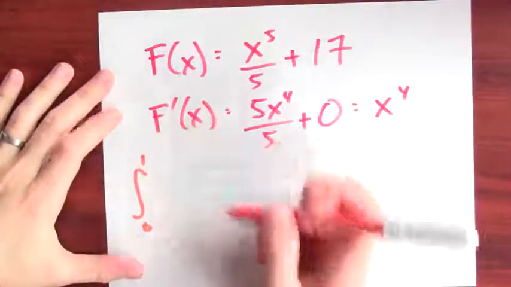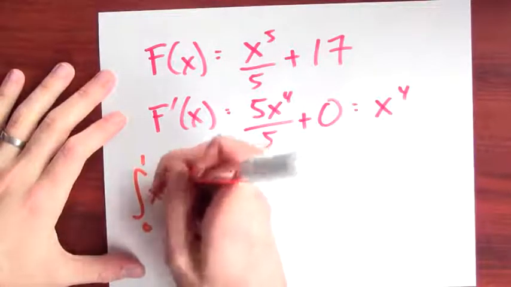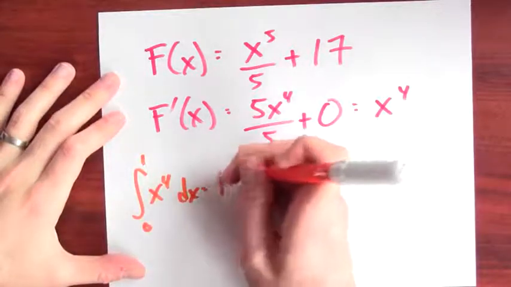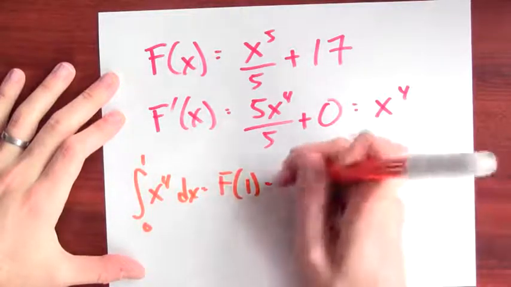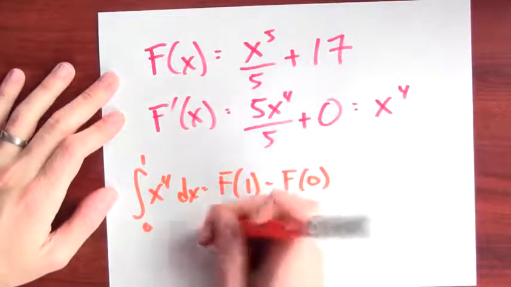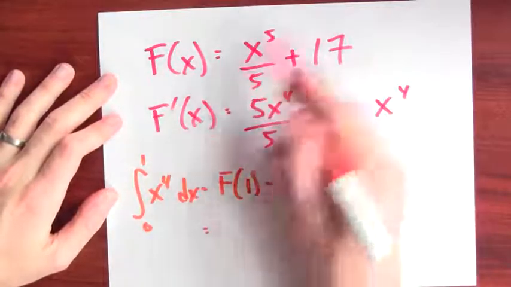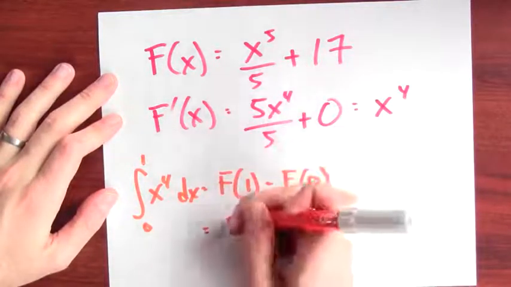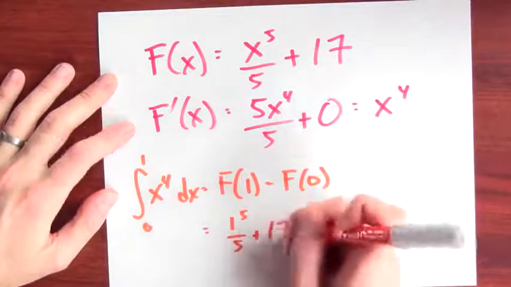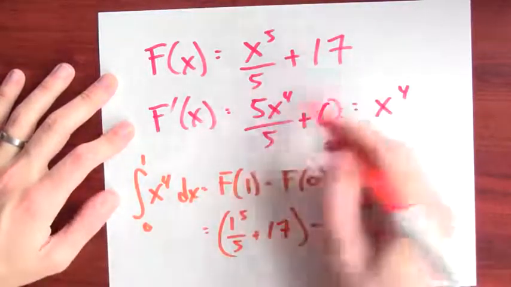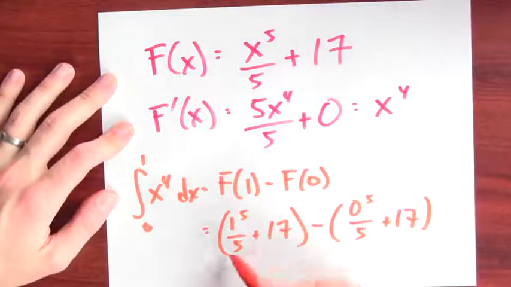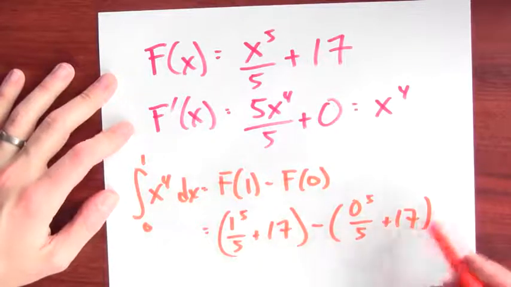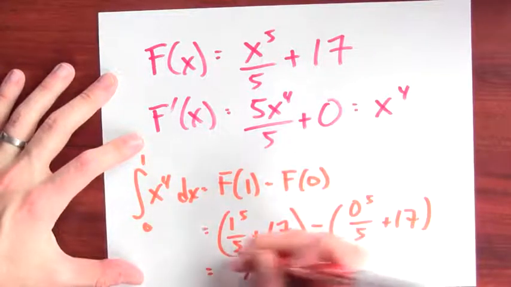Now I apply the fundamental theorem. The fundamental theorem tells me that to integrate from 0 to 1 the function x to the 4th is the same as evaluating an antiderivative for x to the 4th at 1 and subtracting that antiderivative evaluated at 0. In this case, my chosen antiderivative is this function, so I plug in 1, and I get 1 to the 5th over 5 plus 17, minus what I get when I plug in 0, which is 0 to the 5th over 5 plus 17. And 1/5 plus 17 minus 17, well, this is just 1/5.